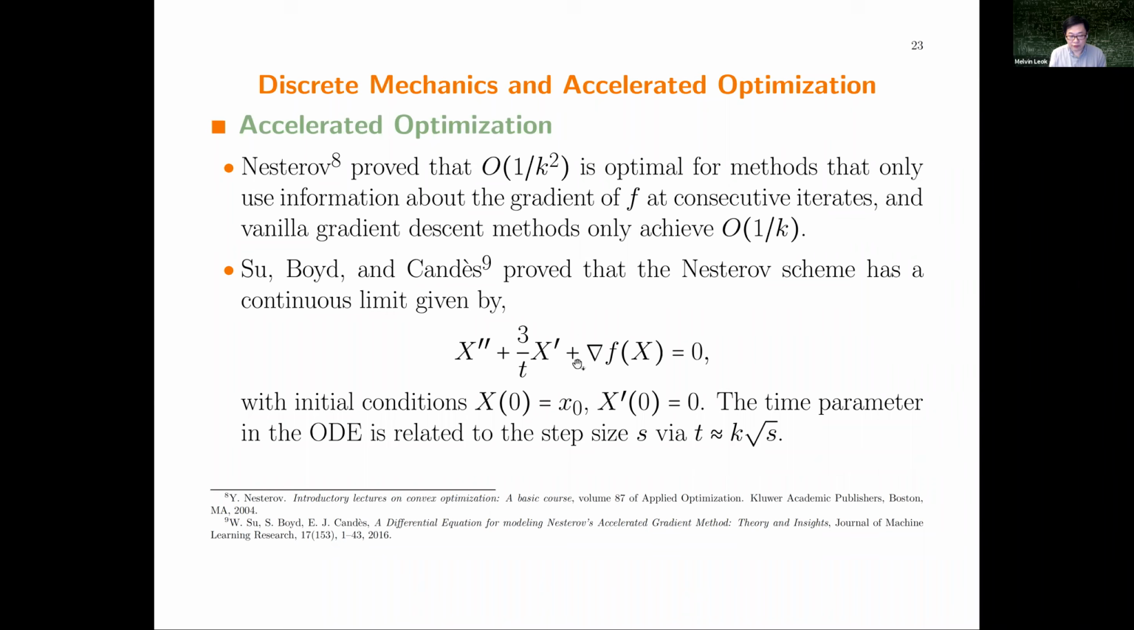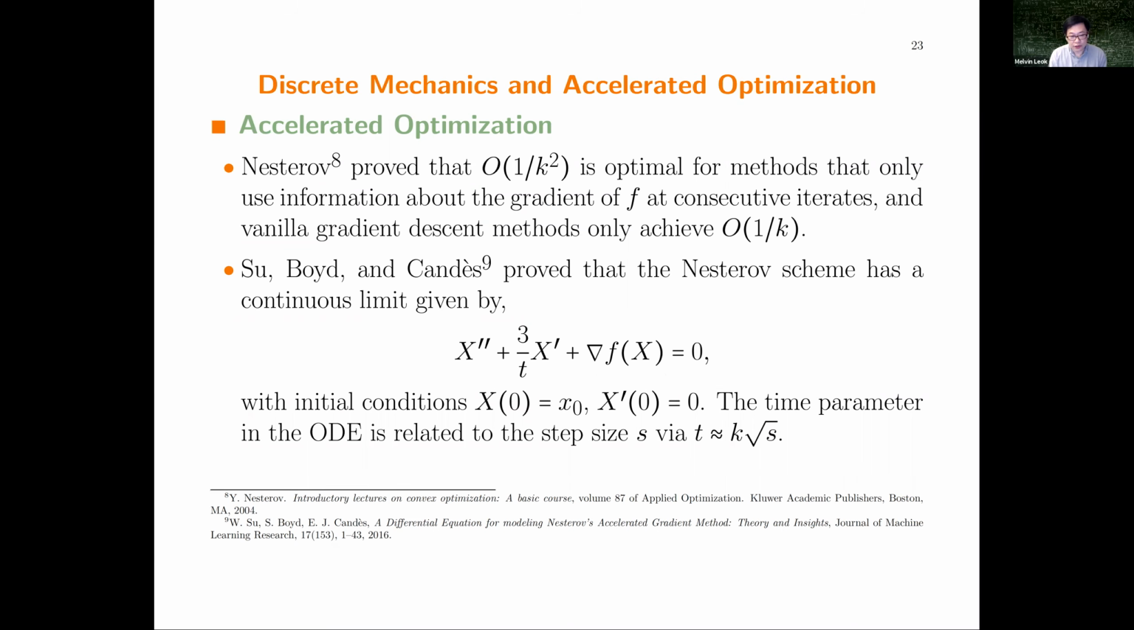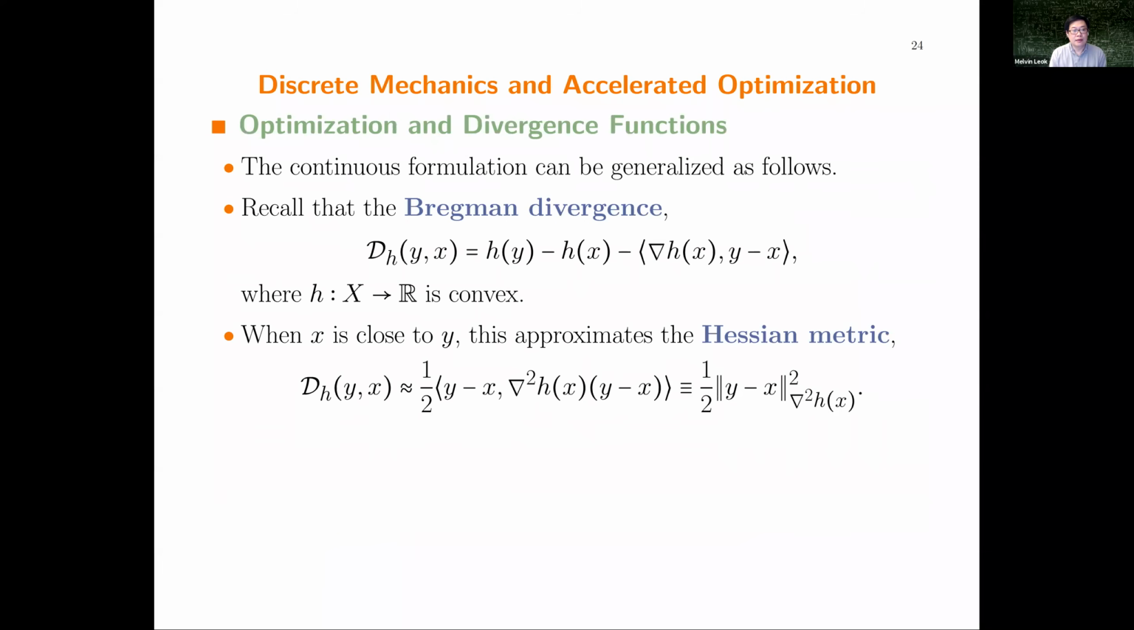Obviously, you have a force associated with the gradient of the cost function, and then you have essentially a dissipative term, which goes to zero as time goes to infinity. So that's kind of interesting, and you can show that this converges in continuous time at a rate of 1 over t squared to the minimizer, which is what you might expect.